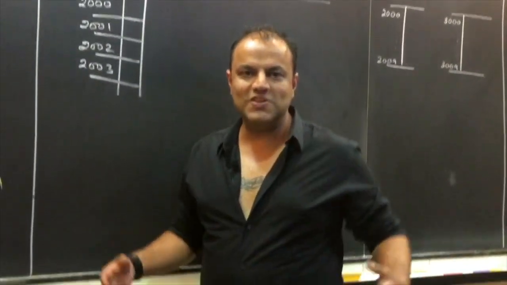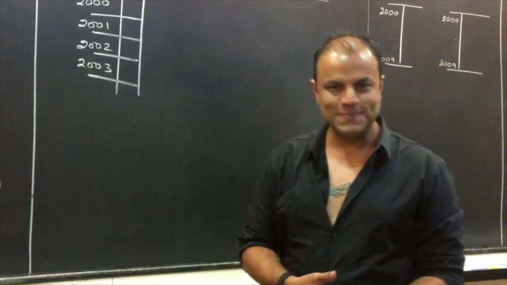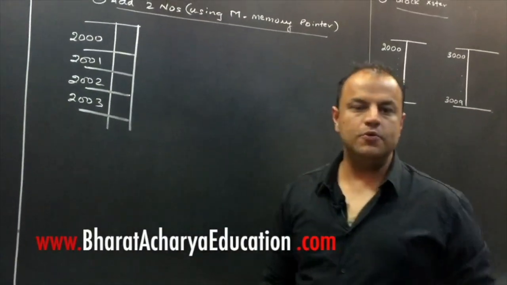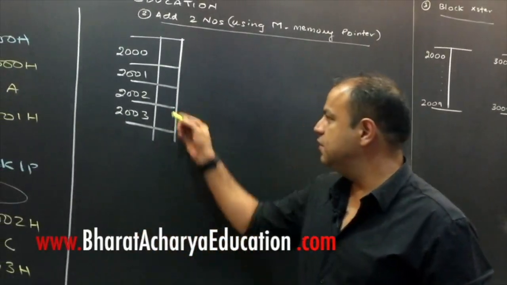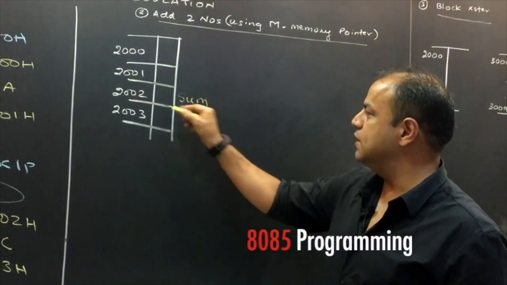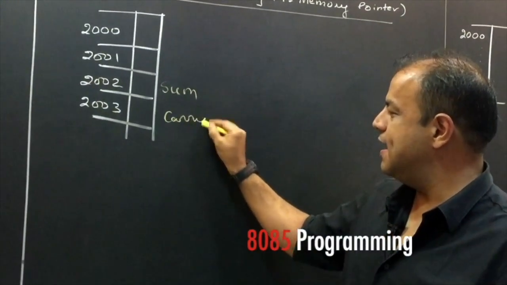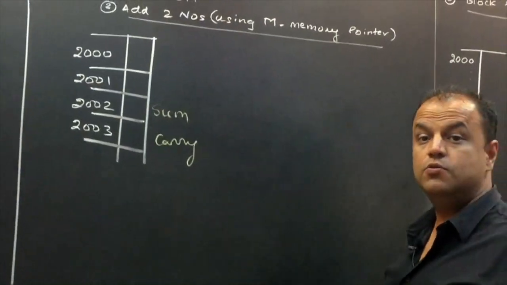Anyway, so we are about to start the same question again. Okay, so the exact same question. Write a program to add two numbers stored at 2000, 2001. We will store the sum at 2002 and we will store the carry at 2003. Exact same situation, but now we're going to do it using M.